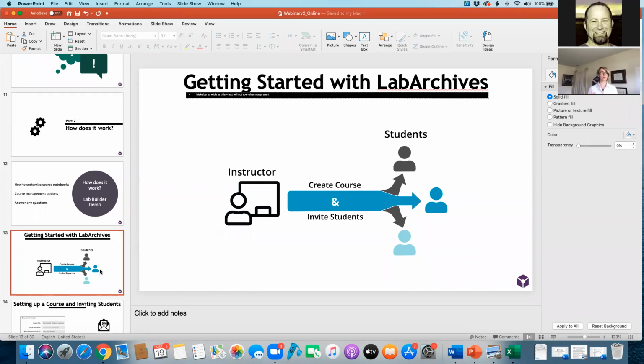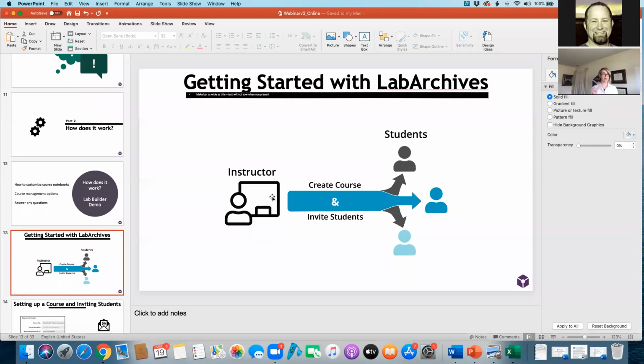So you as the instructor are at the top of the pyramid. Whatever you create and share out to your students, at that instant that you share it out, every student has the same exact notebook. They all look the same until student A starts adding in their answers and their data. Student B has different data. Student C has different data.